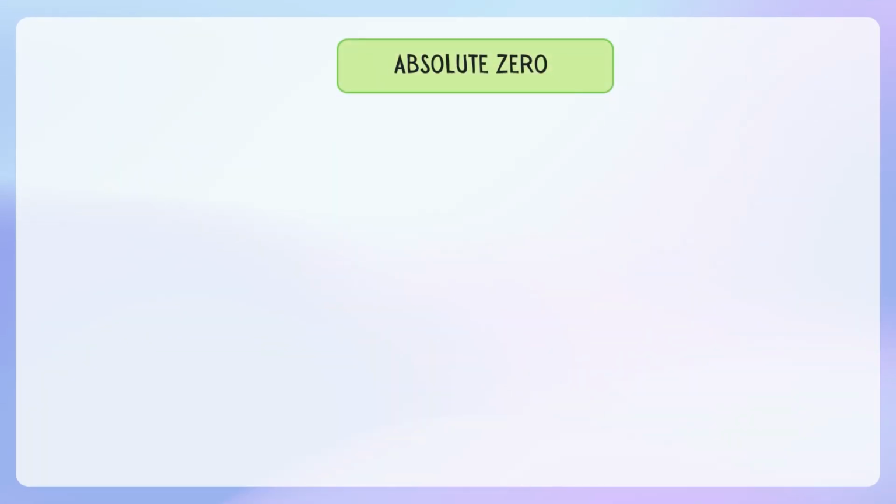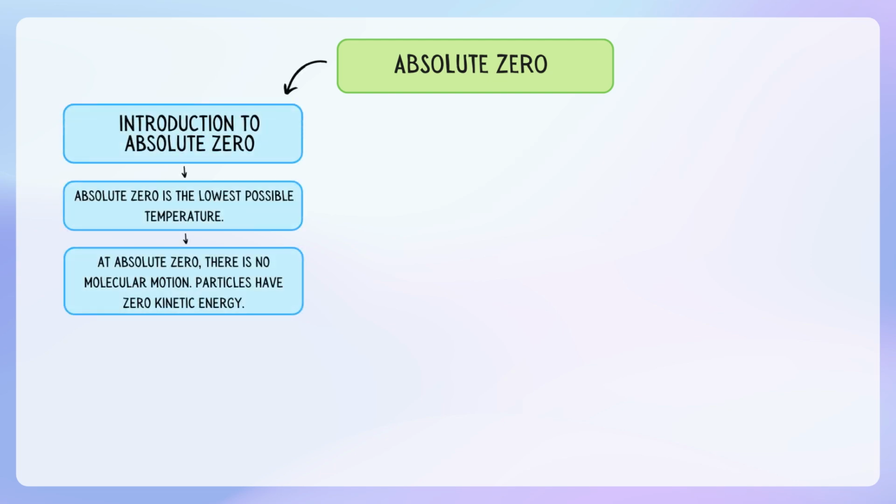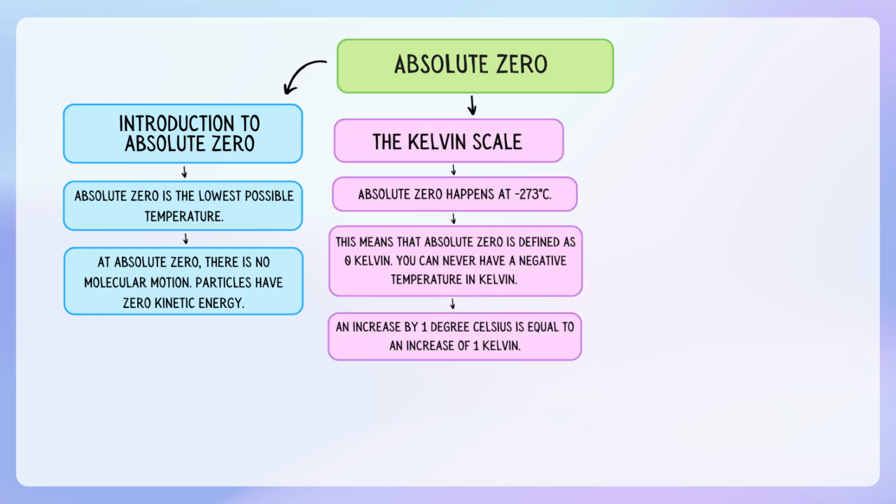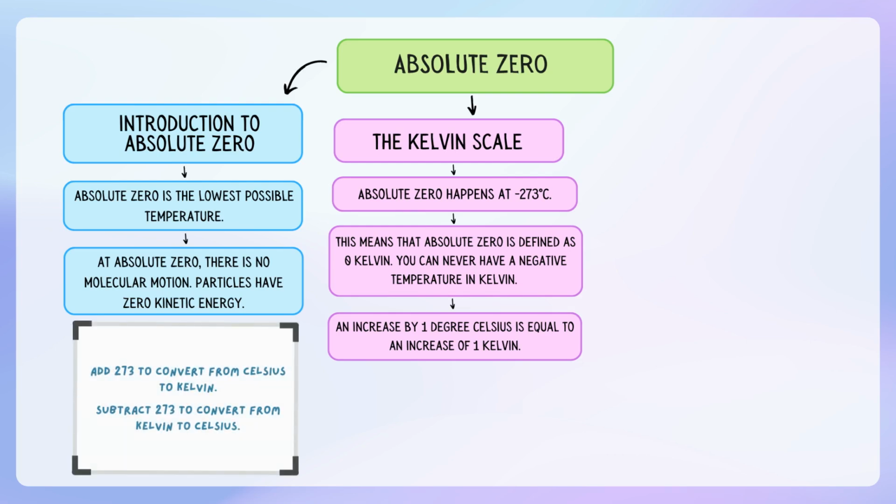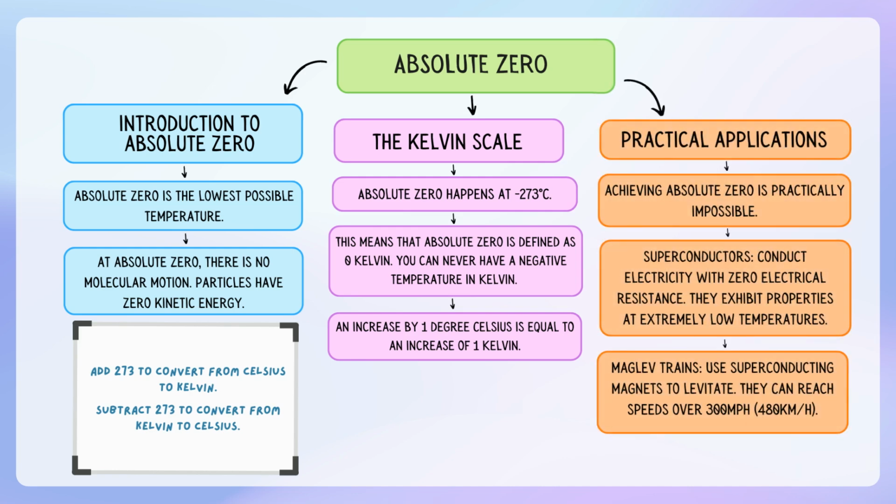Today, we delved into the fascinating topic of absolute zero and its associated concepts. We explored absolute zero as the lowest possible temperature, where all molecular motion theoretically ceases, meaning particles have zero kinetic energy. We introduced the Kelvin scale, which is based on absolute zero and eliminates negative temperatures. We learned how to convert between Celsius and Kelvin and applied this knowledge through several practical examples. Finally, we discussed how temperatures near absolute zero are used in technologies like superconductors and maglev trains, highlighting their impact on advanced transportation and other scientific fields.